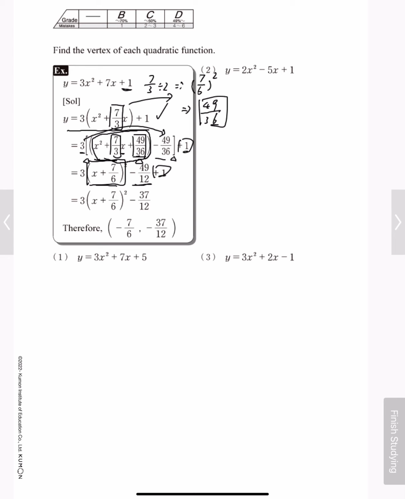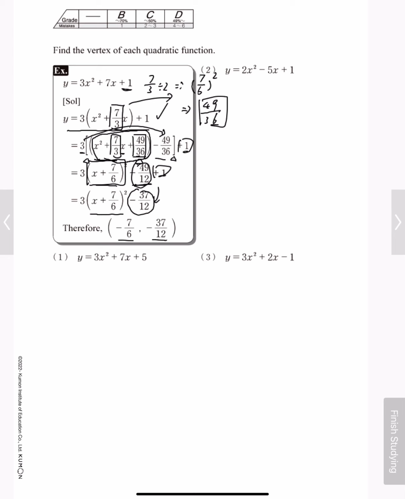And then you just have to combine the negative 49 over 12 plus the 1, and you will get 37 over 12. And that's why your answer for the vertex will be whatever makes this 0, in this case, negative 7 over 6 when x is equal to negative 7 over 6, and then 37 over 12. Okay, so that's your vertex.